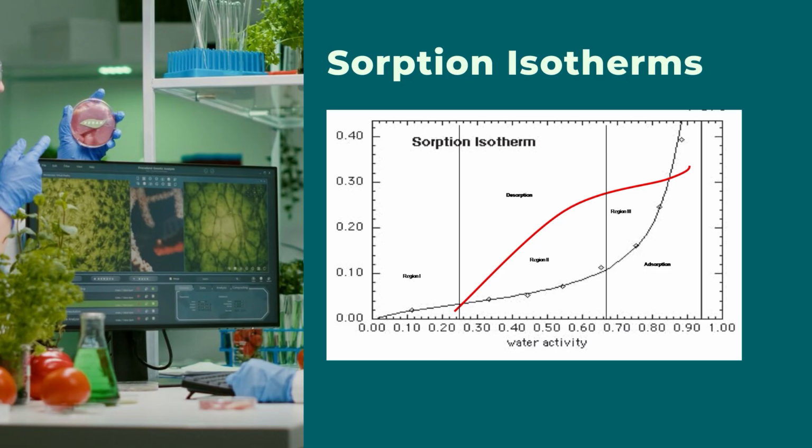We have water activity, then we have moisture percentage. You can see in this graph there is adsorption and desorption. Then there are different regions, region 1, region 2, region 3, which are explained in the subsequent slides. Region 1 is monolayer formation. Region 2 is where a lot of moisture absorption takes place. Similarly, there is region 3. So, let us see how we draw the chart of sorption isotherms.